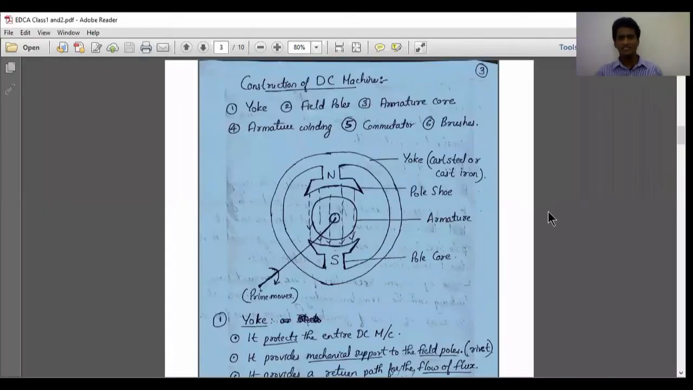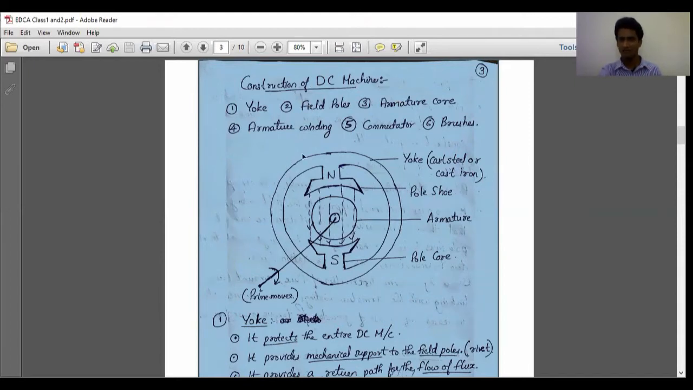Now let us discuss the construction of DC machines. As we know, the DC motor and DC generator are constructionally the same. It is applicable for both DC motor and DC generator. So, construction of DC machines. The main parts of DC machines are yoke, field poles, armature core, armature winding, commutator, and brushes. We'll go into details about each part.